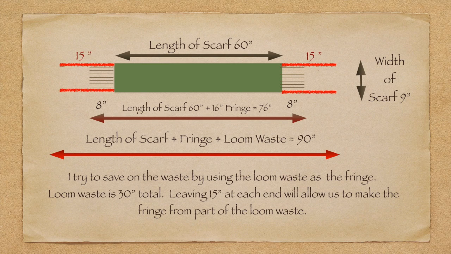In addition to this, we need to add what's called loom waste to the length of the warp. I like to leave 30 inches for loom waste. Loom waste is the portion of the warp that you cannot weave, or it's tied to the apron rod. To save some of this waste, I use part of the waste as the fringe. So this will bring our total warp length to 90 inches.